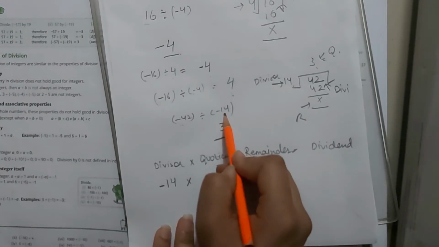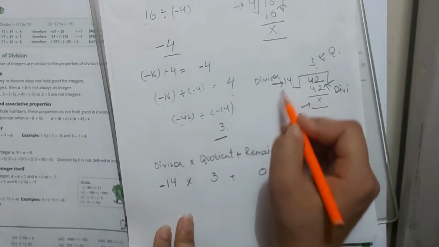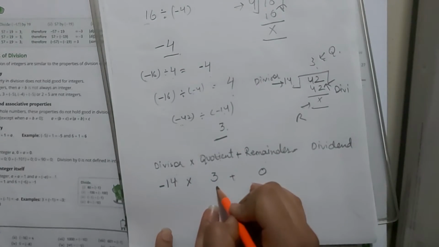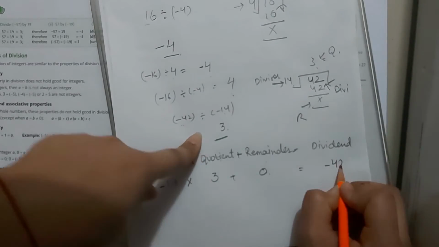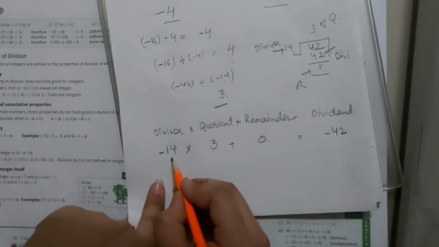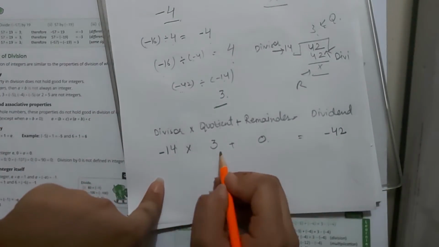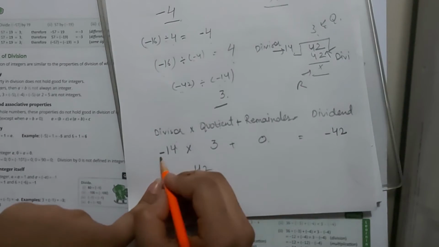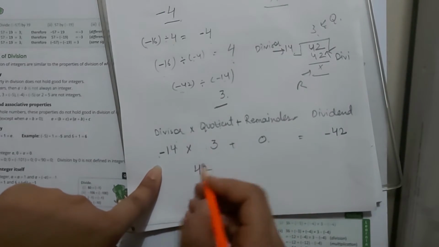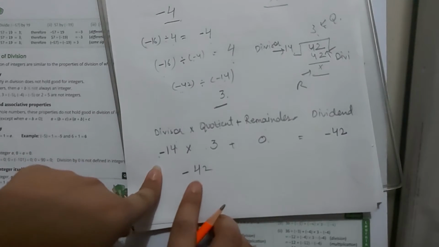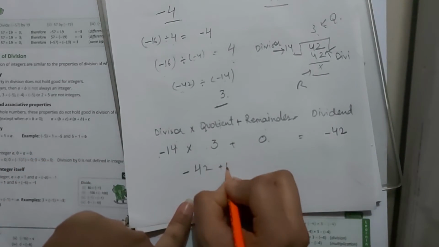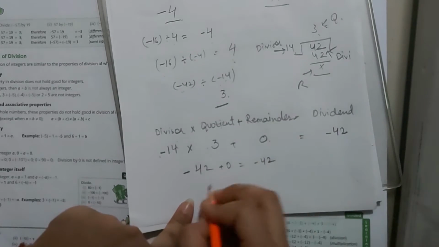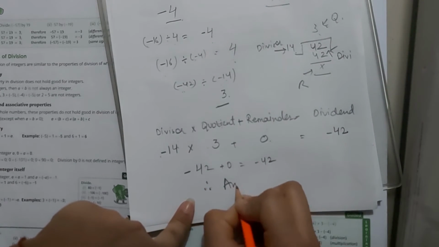Divisor is minus 14. Quotient is 3. Remainder is 0. And the dividend is minus 42. So now if we multiply 14 with 3, that is 42. Negative sign multiplied with the positive sign is negative. Similarly, we have read this property in multiplication also. Minus 42 plus 0 is equal to minus 42. Therefore, our answer is true.